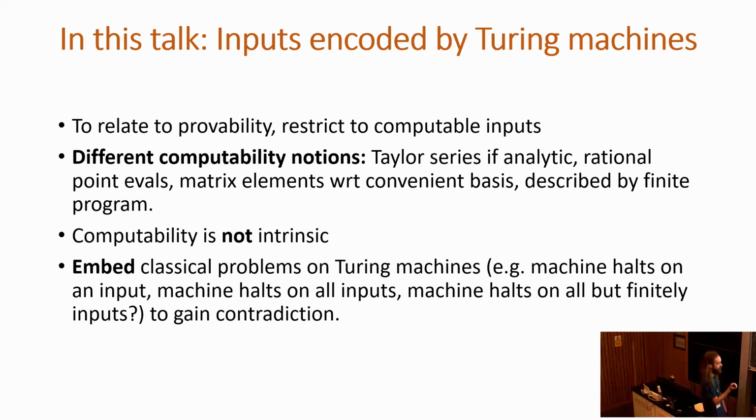This notion is obviously not going to be intrinsic. You can easily dream up matrices that are computable in one basis, but not in another basis. And the idea is then to embed classical problems in Turing machines that are known to have a certain difficulty. Then the spectral problem will have at least that difficulty, and by realizing that difficulty, you find it.